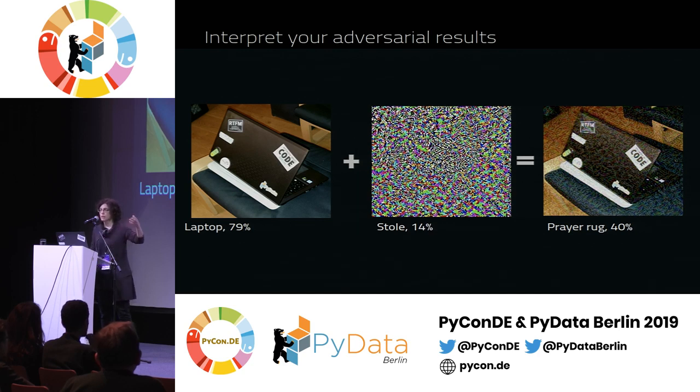And in this case, while I was playing with it, it was originally identified as a laptop with an 80% confidence. And then when I threw on it a perturbation that was supposed to be a stole, the result I had was that it was a prayer rug with 40% confidence. So at least I can tell whoever asked me that the Inception model I was using to test this on is weak against an FGM attack with this kind of result.